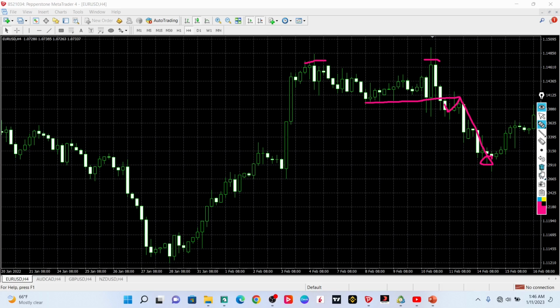I'm leaving the chart on the screen so that you can see it clearly. So this is the first top, okay? This is the second top. This is our neckline. After the price has broken the structure, it tends to retest and then reverses.